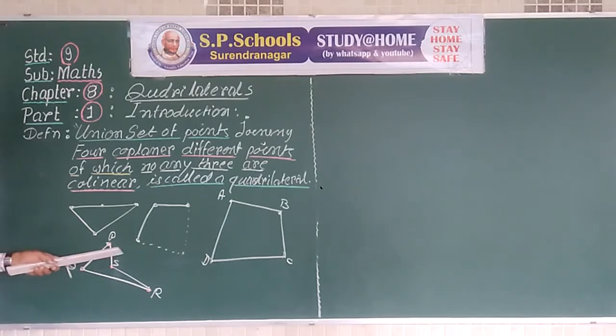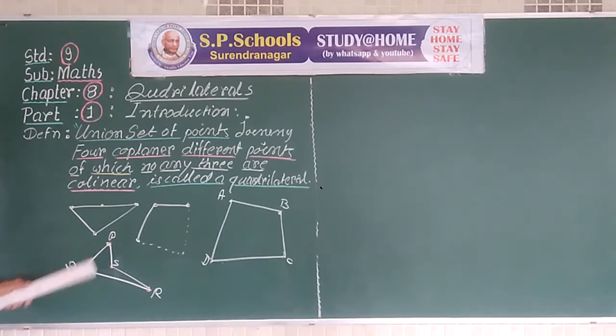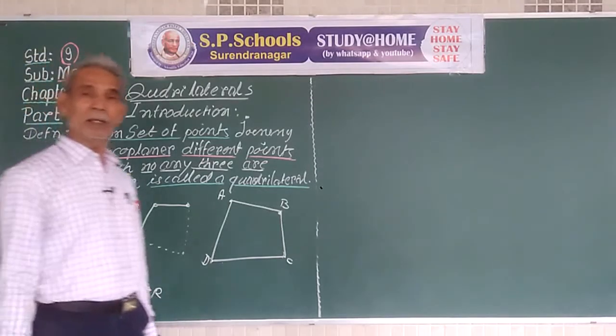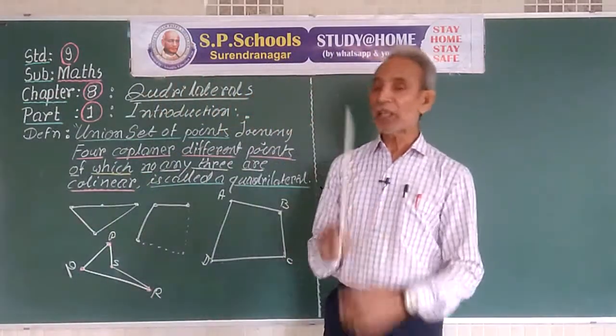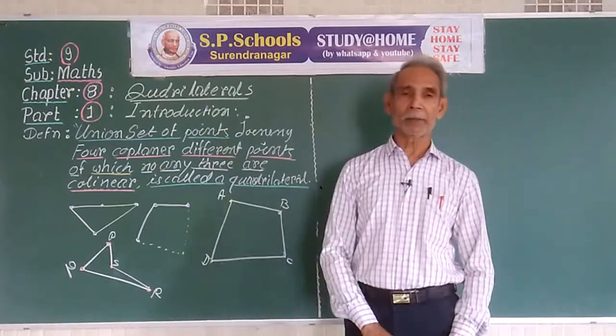Can we call this type of figure a quadrilateral? Consider it has 4 vertices: vertex P, vertex Q, vertex R and vertex S. Does it have 4 sides? Side PQ, side QR, side RS and side PS. Is it a coplanar figure? Yes. Does it divide the plane into interior and exterior? Yes. Can we call this a quadrilateral? What can be the answer? Yes, it is also a quadrilateral. A quadrilateral is called a four-sided figure.